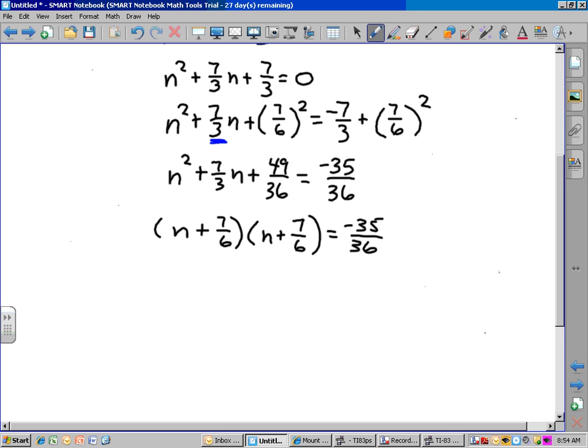Now this factors to the square root of 49 over the square root of 36. So we got 7/6, n plus 7/6, n plus 7/6. It's the exact same thing. Check it out. If you do the outside and the inside, 7/6 plus 7/6 is 14/6, which reduces to 7/3. So this is correct. We can write this as a quantity squared because we have it twice.